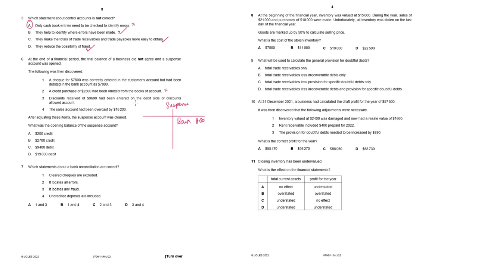Discount received 9,600 has been entered on the debit side of the discount allowed account. It should have been entered on the credit side of discount received, but it is entered on the debit side of discount allowed. So if you talk about the journal entry, it will be suspense debit, discount allowed and discount received, both credited by 9,600 each. So the total debit in suspense will be 19,200: discount allowed 9,600 and discount received 9,600.